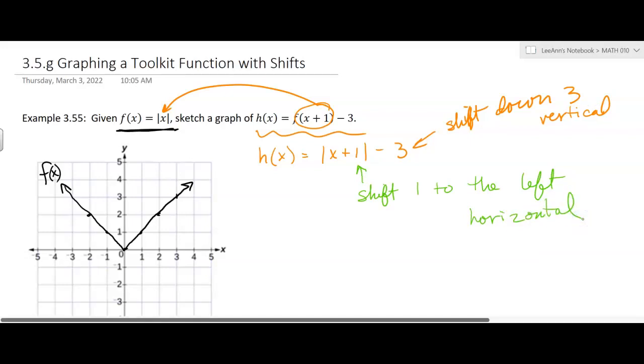Okay, now I want to graph this. Whoops, let me do it in orange. I'm going to graph this. So I'm going to do them both at the same time. Take a point, and I'm going to start with a point 0, 0, and I'm going to shift it 1 to the left and down 3. So it's right there. Okay? Now from there, the shape of the curve stays the same.